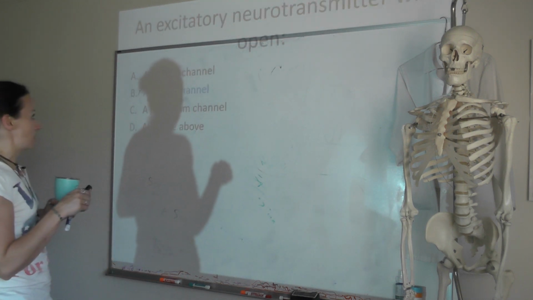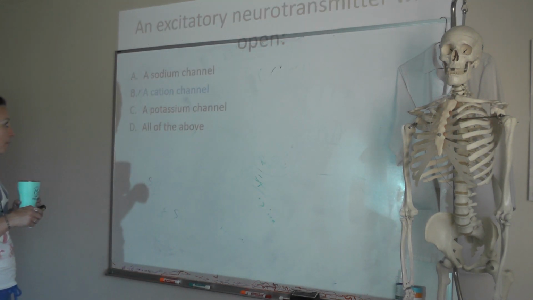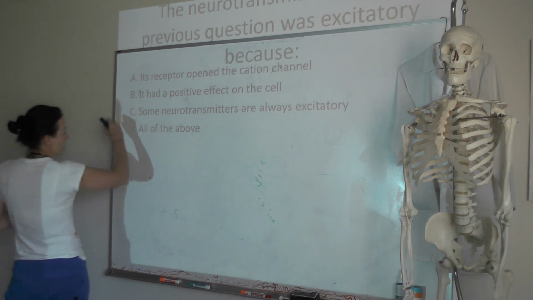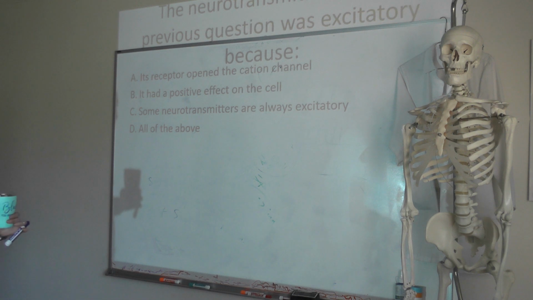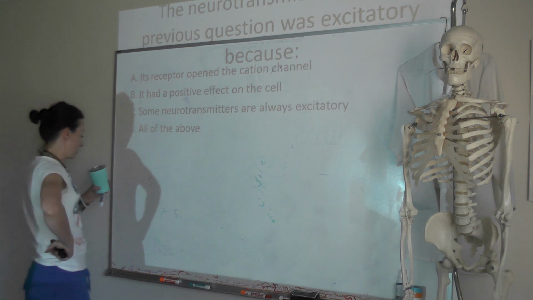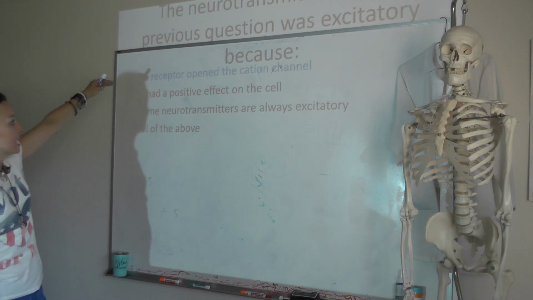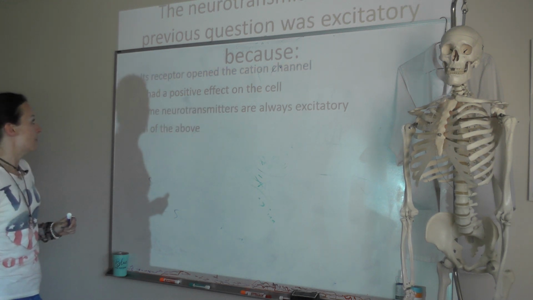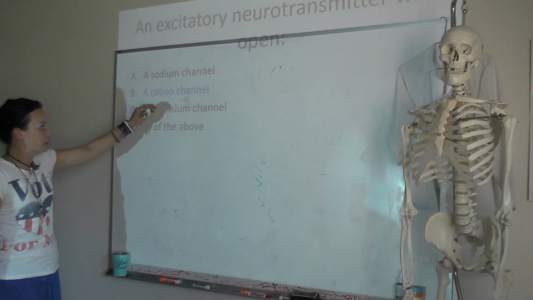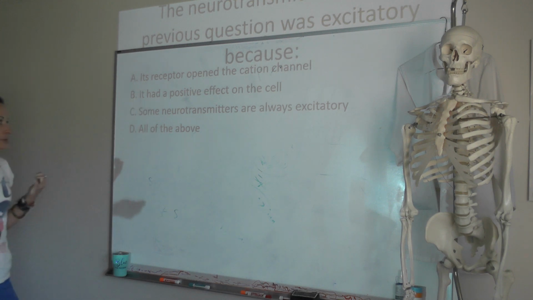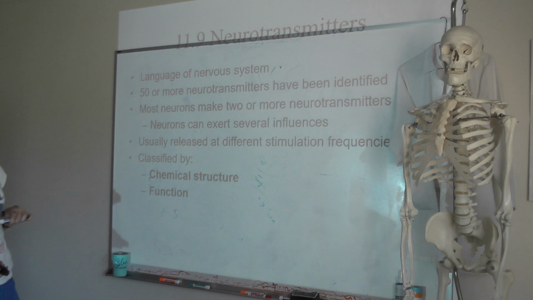But this is asking about a neurotransmitter. An excitatory neurotransmitter opens a cation channel. The neurotransmitter in the previous question was excitatory because: A, its receptor opened the cation channel, B, it had a positive effect on the cell, C, some neurotransmitters are always excitatory, or D, all of the above. The answer is A. The reason that neurotransmitter is excitatory is because we open the cation channel, and that net influx of sodium causes the buildup in positive charge that moves us away from rest and toward threshold.